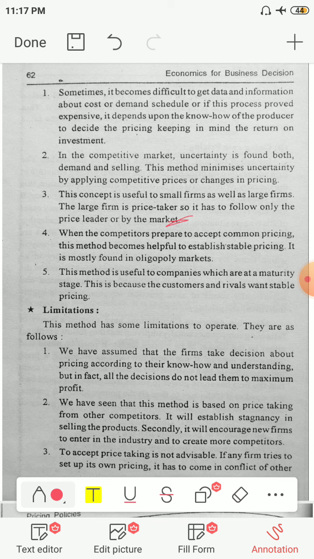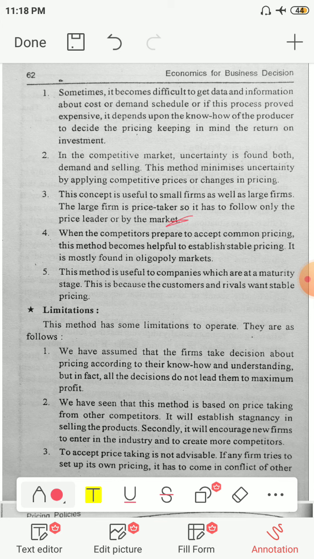Then next advantage is when the competitors prepare to accept common pricing, this method becomes helpful to establish stable pricing. It is mostly found in oligopoly market. See, oligopoly market, you know very well where the price rigidity is existing, where the price is decided by group behavior, and once the price is decided, you are not allowed to deviate from the price. Means whatever the price is set once, you all have to follow it. Means the price is set in a market, whether a new firm or an old firm, they have to follow it. So for oligopolistic market, this is a usual or a routine practice to have a going rate pricing.